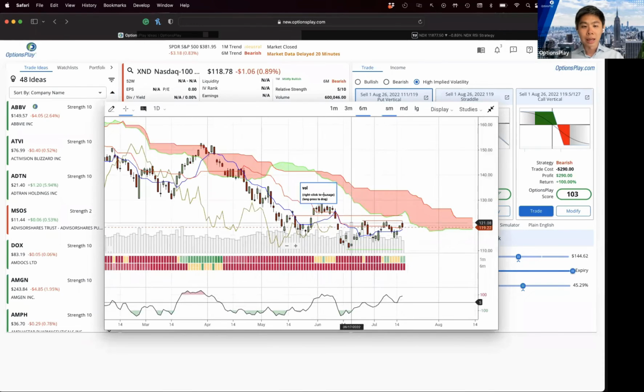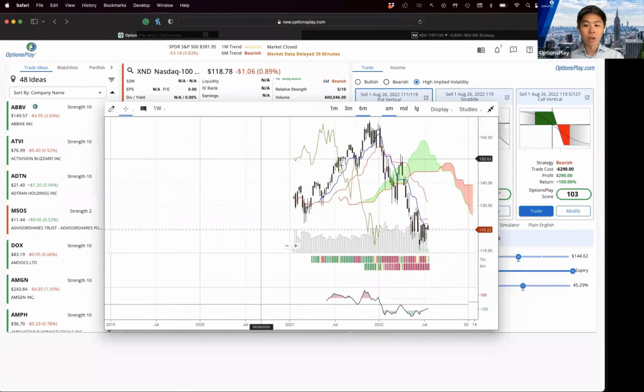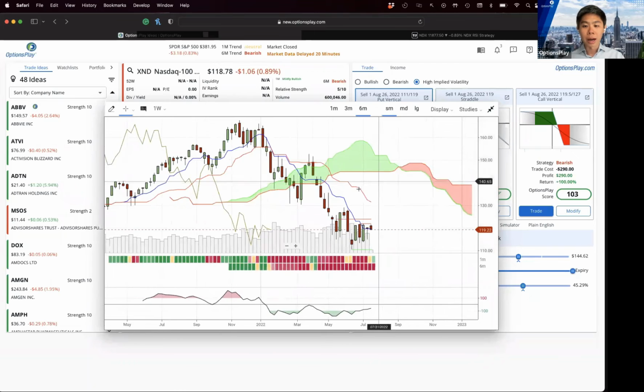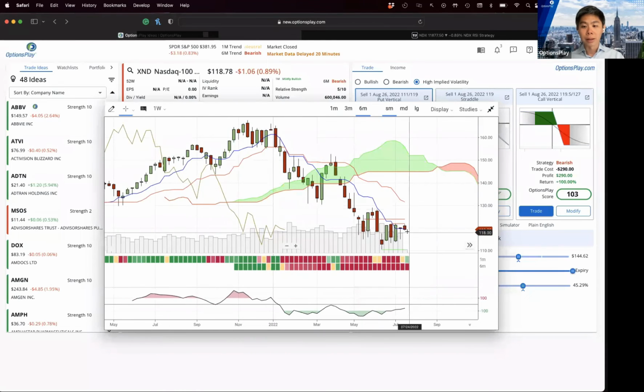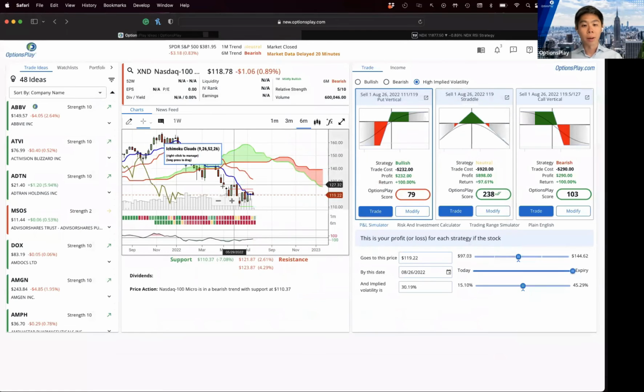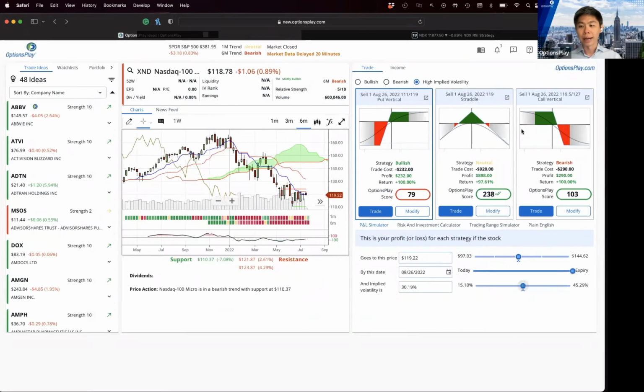I was looking at the daily chart. I was also looking at the weekly chart. Both, in my opinion, right now, look a little bit to the bearish side. As I was showing you here before, XND closing just shy of that conversion line. So from my perspective, still looking quite bearish here at the moment for XND.